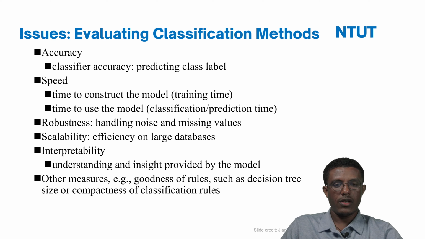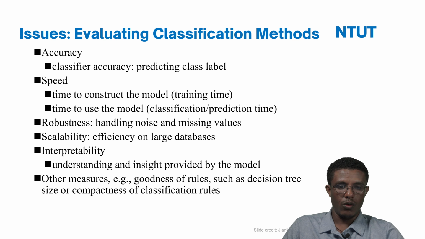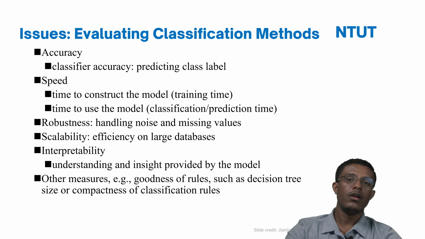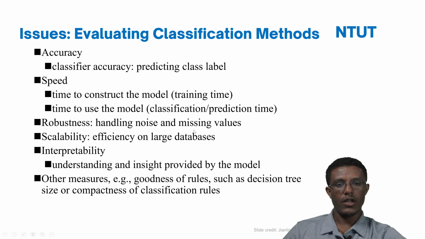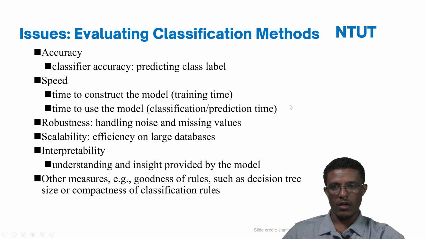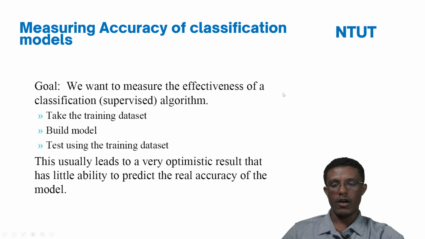Interpretability: understanding the insights provided by the model, such as the model complexity that helps us understand the features and the patterns. That is also one way to represent the model. Other measures are goodness of rules, such as decision tree size and compactness of classification rules, which are parameters for evaluating classifications. So this is the basic issue concerning classification algorithms. We need to go further into the evaluation techniques in the next classes. For today, I think this is enough.